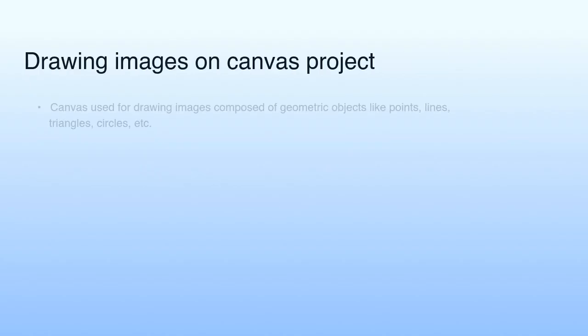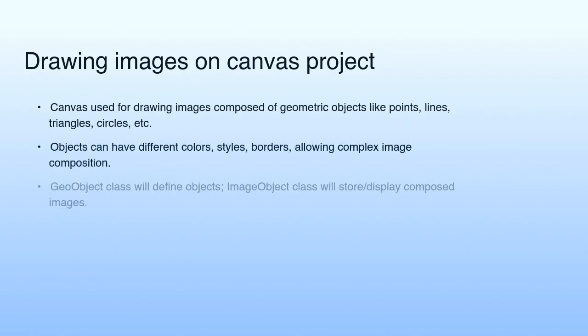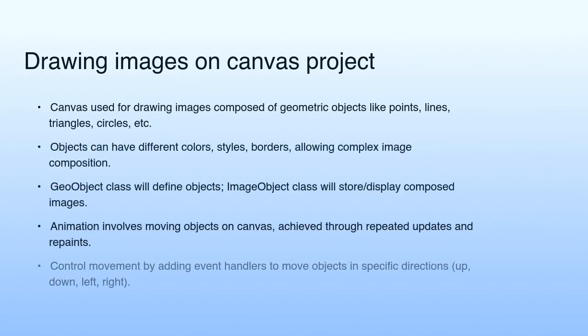The first project involves drawing complex images on a canvas by composing geometric objects like points, lines, triangles, and circles, and creating animations by repeatedly updating and repainting the objects on the canvas.